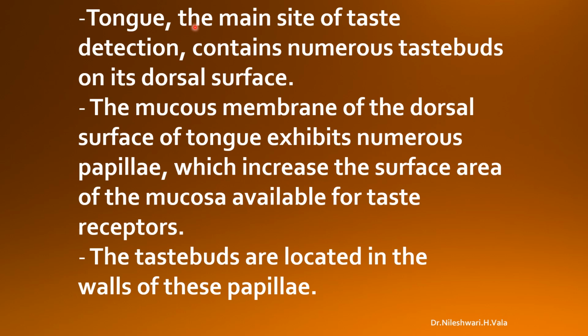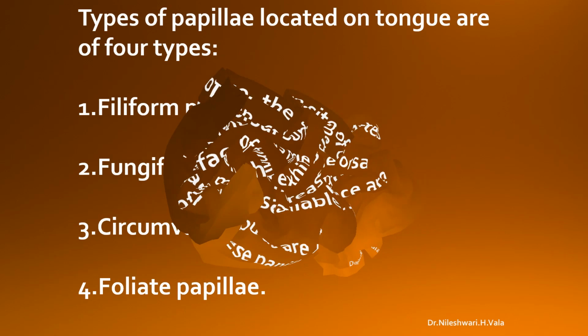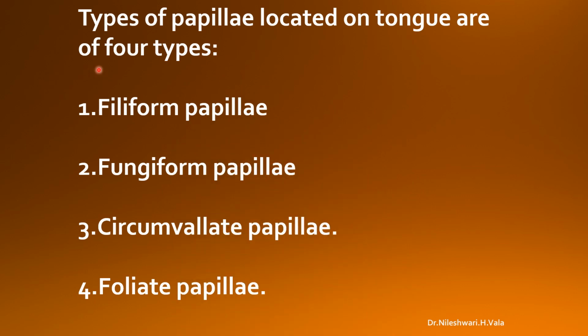Now the tongue is the main site of taste detection, and it contains numerous taste buds on its dorsal surface. The dorsal surface of the tongue exhibits numerous papillae, which increase the surface area of the mucosa available for the taste receptors, and the taste buds are located in the walls of the papillae. There are four types of papillae located on the tongue: filiform papilla, fungiform papilla, circumvallate papilla, and foliate papillae.